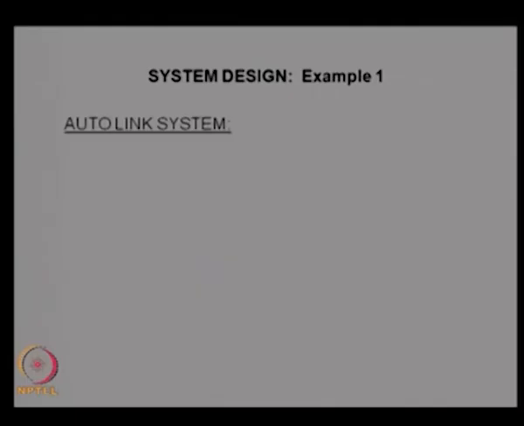We will take the case of an Autolink system. I mentioned this in one of the earlier lectures while explaining the functional decomposition. I explained about the Autolink system. So, we will look into the detail of this system and how we actually start with the system design with the procedures or the methods we already discussed.